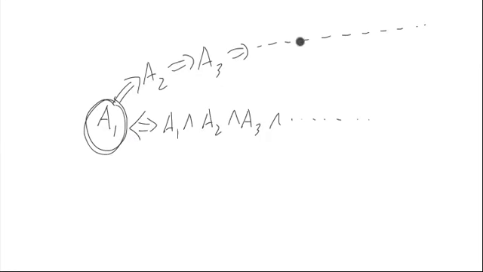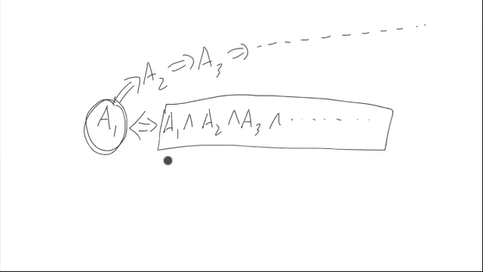So if you can make a chain and then you can prove that this guy is true, then you've just proved that all of them are true, all together at the exact same time.